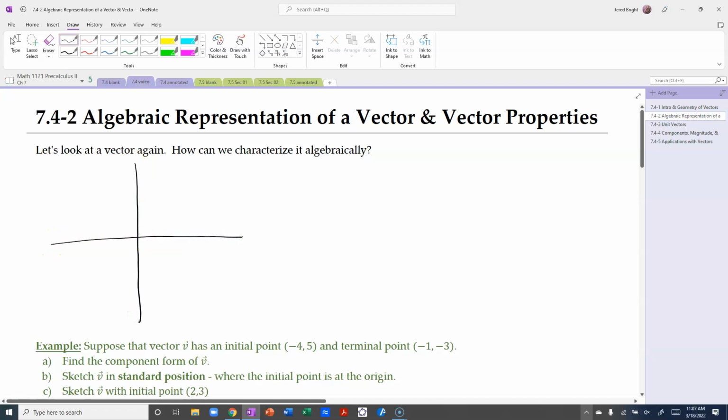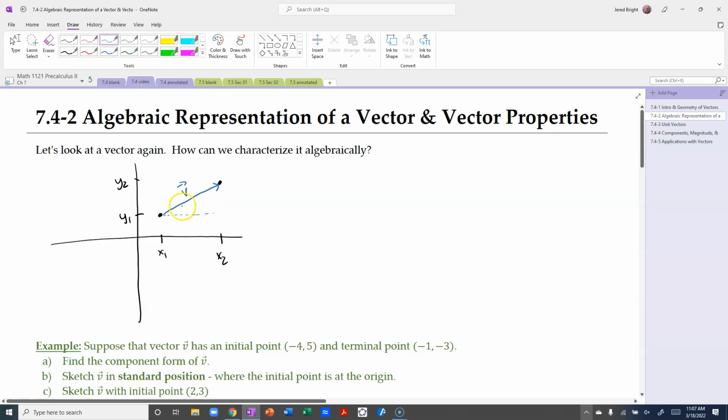Previously, what we said with vectors is that it began at a point x1, y1. I'm going to call that x1 and this y1. And then it ended at x2, y2, and the point for that would be right there. So our vector would look something like this, and we would give it a name, v. We could find its magnitude and its direction.